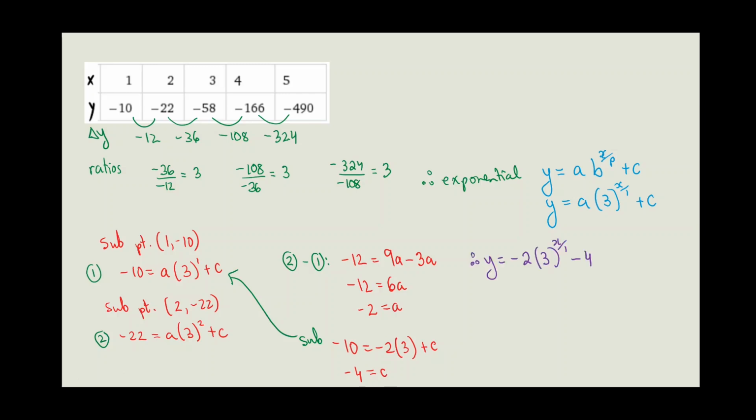And so the model for this equation is shown here. So hopefully that kind of shows you that you can eliminate some of your work if you find out your actual ratio, and then use the ratio as your base and the change in x's as your denominator in the exponent. And as before, verify that this actually works. I use the very last point, 5, negative 490, to check that it does actually work out.